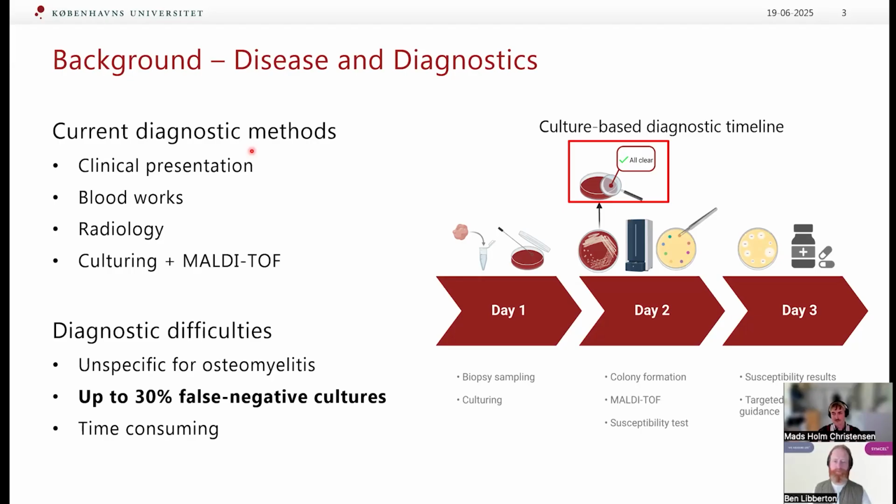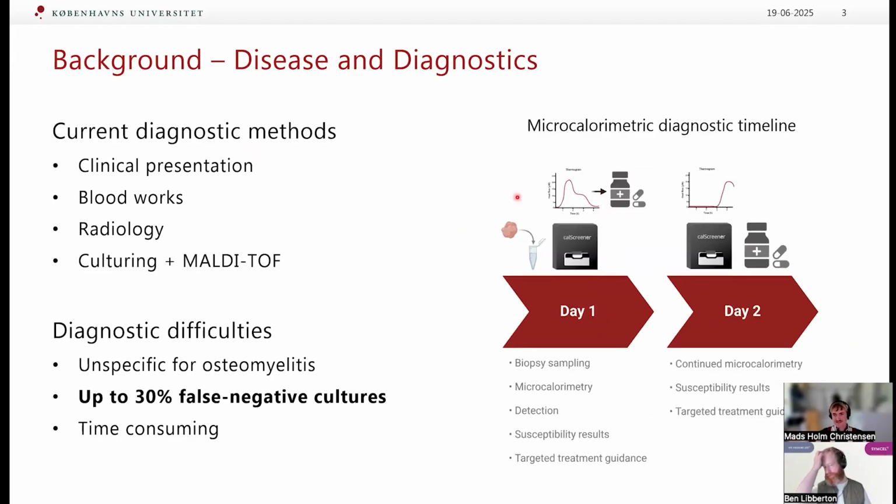So what I want to try to do is speed up this process of diagnosing the infection and also the susceptibility testing. With this updated timeline, ideally, you could get the biopsy and on the same day, with the microcalorimetry, you could detect if there is any bacteria present. And at the same time, you could do susceptibility testing. And then on day 2, start a more targeted treatment.